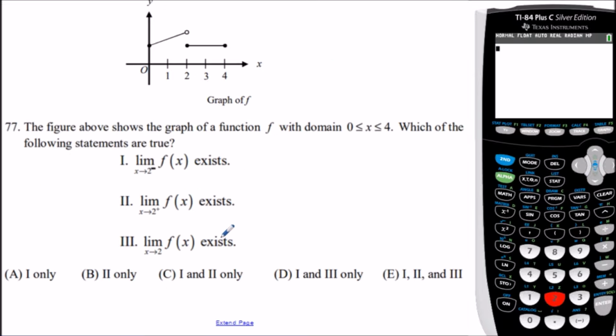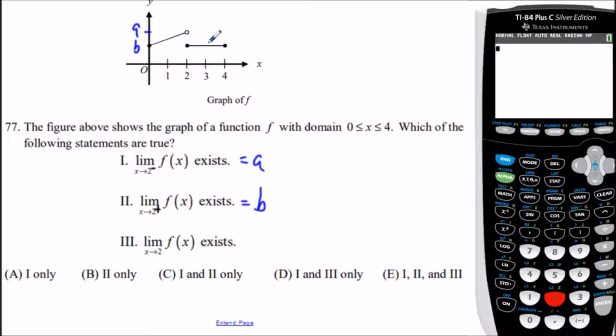For question 77, we have the graph of a piecewise function. The domain is x between 0 and 4, and we want to know which statements are true. Statement 1 says the limit as x approaches 2 from the left of f of x exists, which it does. Let's say I call this value a and I call this height down here b. The limit as x approaches 2 from the left would be equal to a, and the limit as x approaches 2 from the right side, if you can't see that, there is a plus sign here, is equal to b.